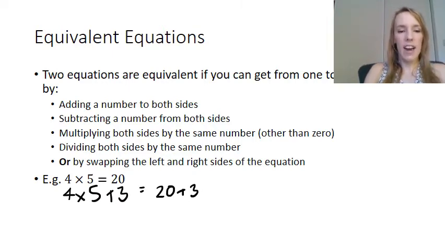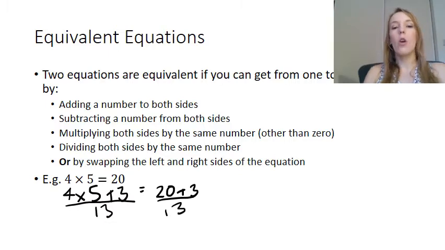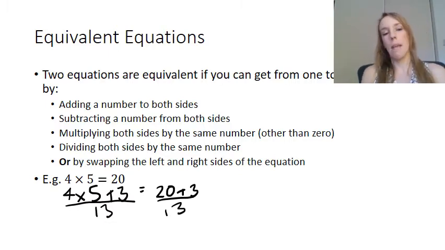So again, we could divide both sides by 13. That would still make them equivalent equations because they're still going to have the same answer. So you can see we can modify both sides. As long as we're doing it to both sides, we're still going to have the same answer.